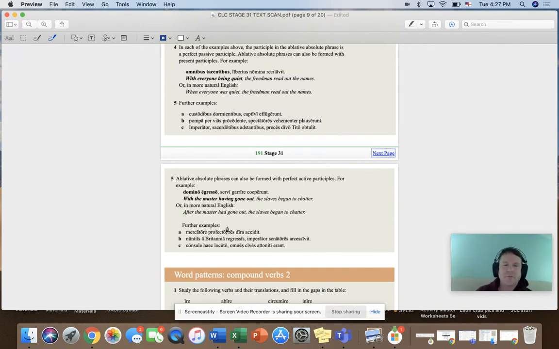Here are some examples of perfect active participles: with the merchant having set out, with the messengers having returned, and with the consul having spoken these things, locuto haec. So it can be any participle, it doesn't matter. It's the noun and the participle in the ablative, at the beginning of the sentence, and that comma is there to help you see these things. We just have to remember to translate with the blank participle. That's it, ablative absolutes, everybody. Good luck.